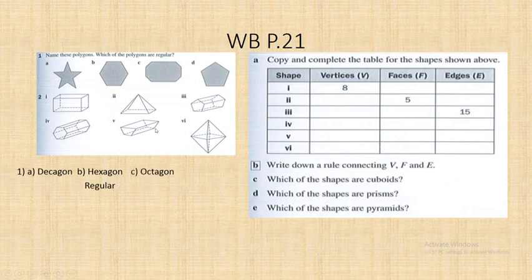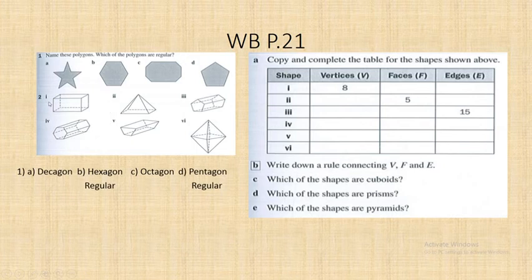Letter C here, it has 1, 2, 3, 4, 5, 6, 7, 8. So it's an octagon. And it's not regular because not all the sides are equal. So this side is very long and this side is very short. So I cannot say that this shape is regular. And for D here, it's 1, 2, 3, 4, 5. So I can call it a pentagon. And it's regular because all the sides are equal, all the angles are equal.